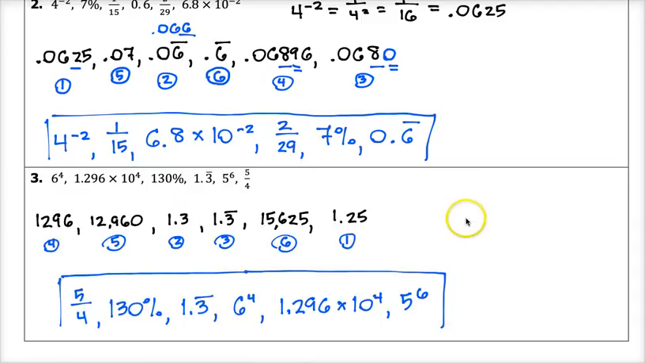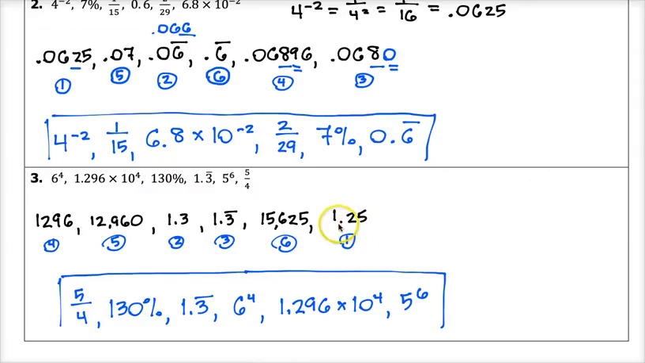Okay, so let's check our answers to number 3 here. So first of all, if you convert each of these numbers to decimal format or just standard format, 6 to the 4th power is 6 times 6 times 6 times 6. And again, you can use a calculator for that multiplication. You get 1,296. Your next number in scientific notation, putting that in standard notation, you get 12,960. 130% is the decimal 1.3, followed by 1.3 repeating. 5 to the 6th power is 15,625, and then 5/4 is the decimal 1.25.